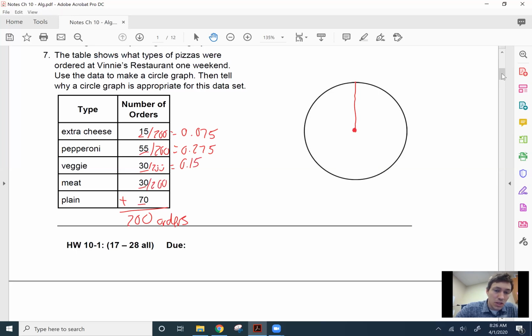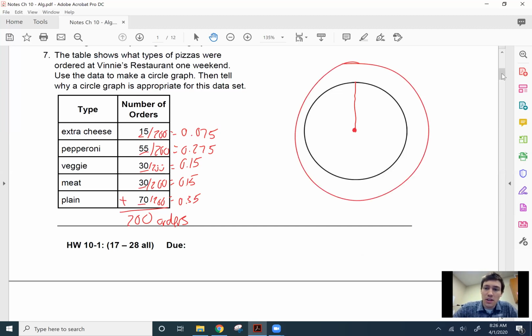And this will be the same then. And 70 divided by 200, it's going to be 0.35. Okay. So essentially what we need to do is turn this information into a chart. So how many degrees are in a circle? Degrees in a circle are 360 degrees.